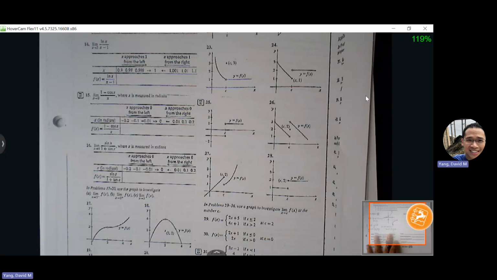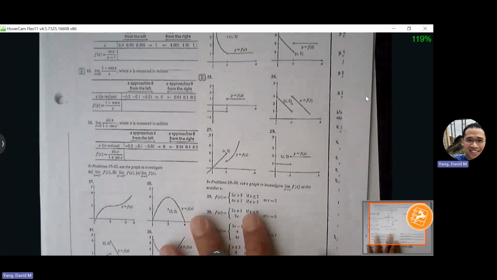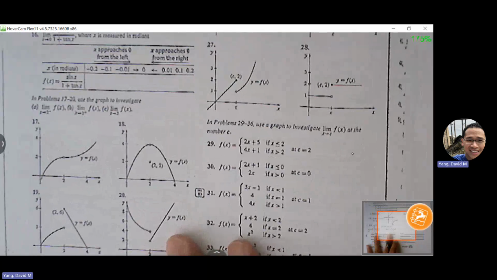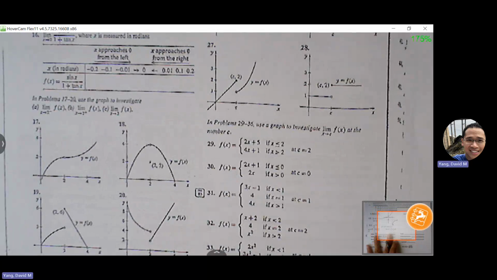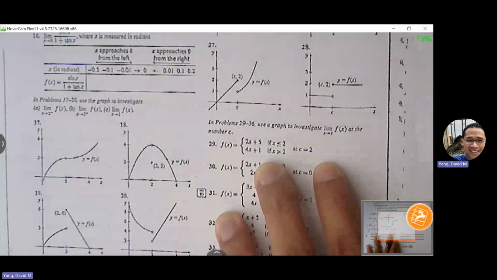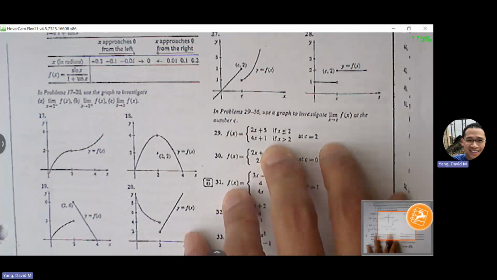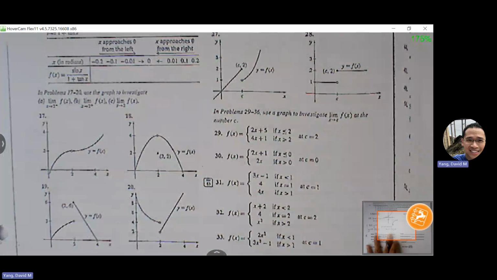Okay, some of your homework talks about one-sided limit. I haven't gone over one-sided limit explicitly, so I'll go over that today. But I can just give you a little bit of an idea. I want to highlight a couple of problems from your homework. This is 29. 29 says, use a graph to investigate the limit as x approaches c at the number c. We can use a graph, but we can also use one-sided limit.